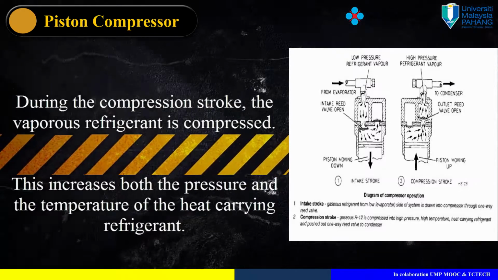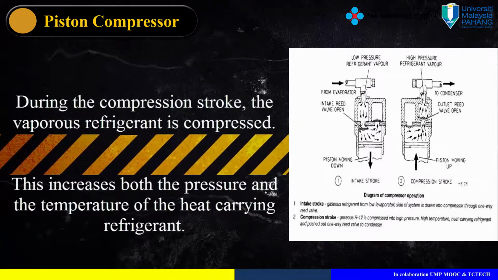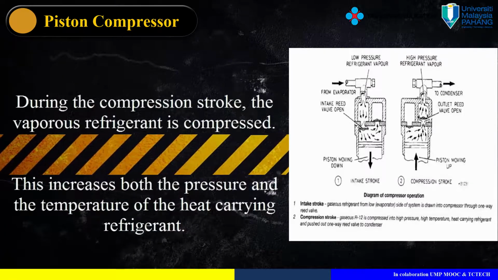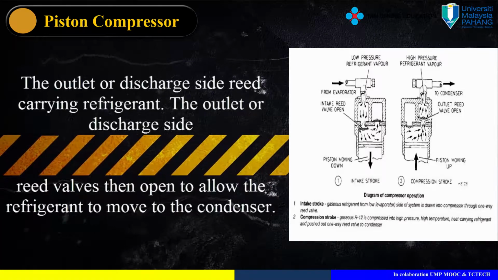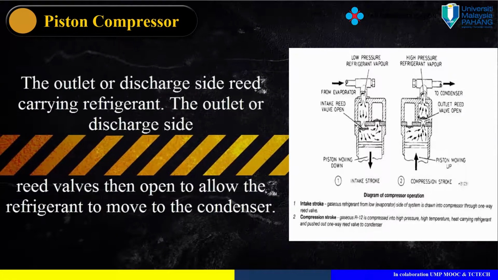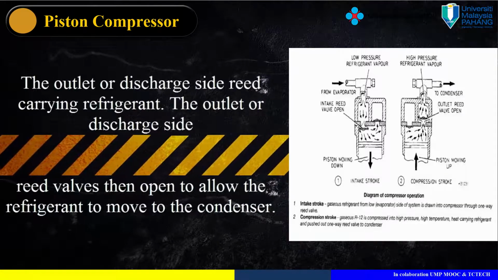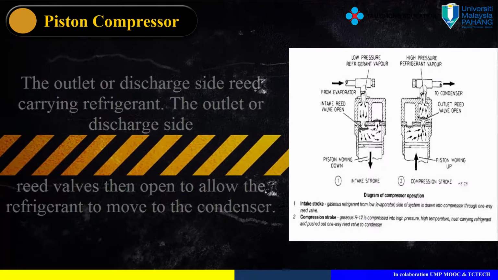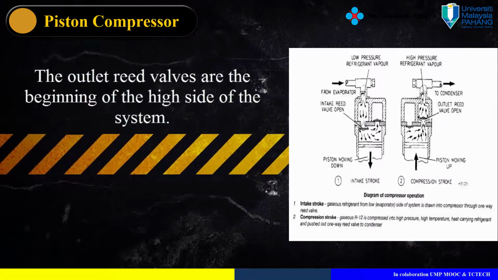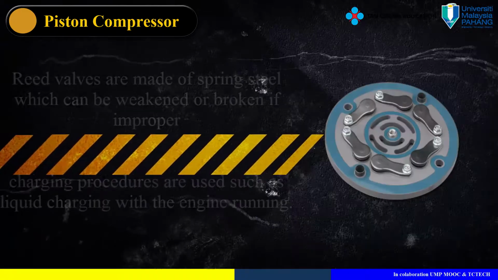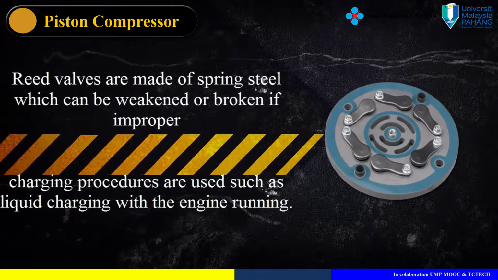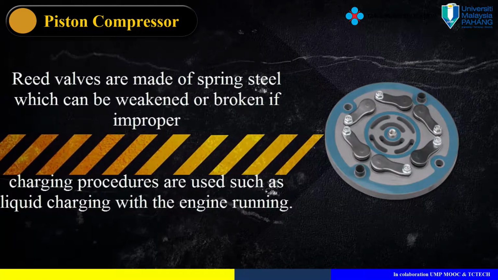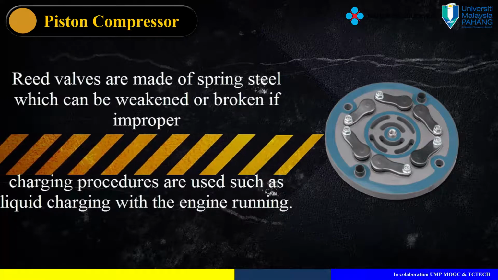During the compression stroke, the vaporous refrigerant is compressed. This increases both the pressure and the temperature of the heat-carrying refrigerant. The outlet, or discharge side reed valves then open to allow the refrigerant to move to the condenser. The outlet reed valves are the beginning of the high side of the system. Reed valves are made of spring steel, which can be weakened or broken if improper charging procedures are used, such as liquid charging with the engine running.